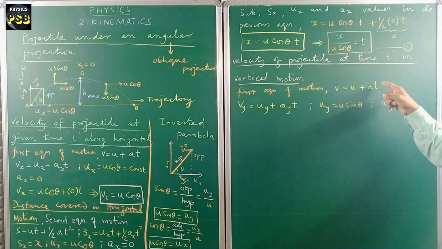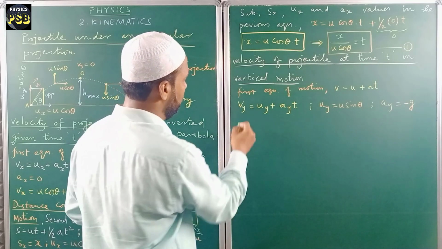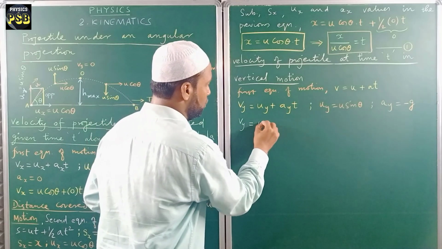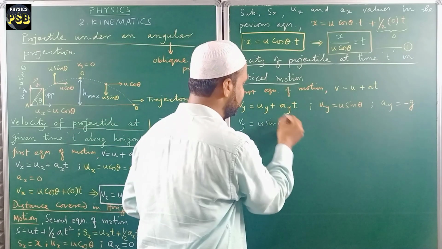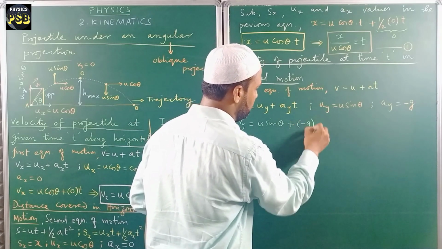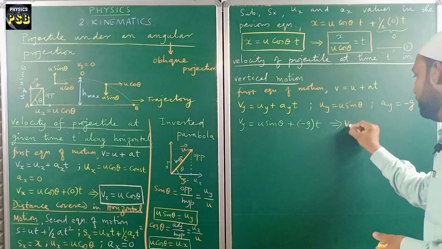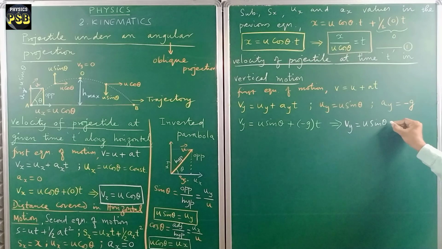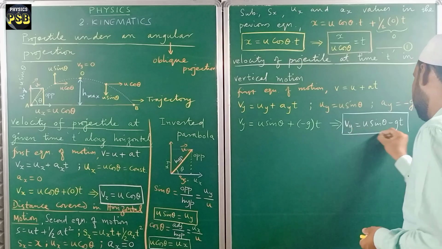Fine. So these values I am going to mention in this equation. So what I'll get if I do so? I'll get vy is going to be equal to u sin theta plus minus of g multiplied with t. If you multiply minus sign with the plus, you'll get minus. Now write in the next step. See, vy equals u sin theta minus g t. This is the equation which gives the velocity of the projectile at time t in a vertical motion. Okay. I box it for better visibility.